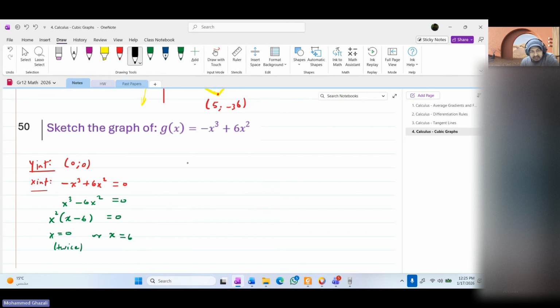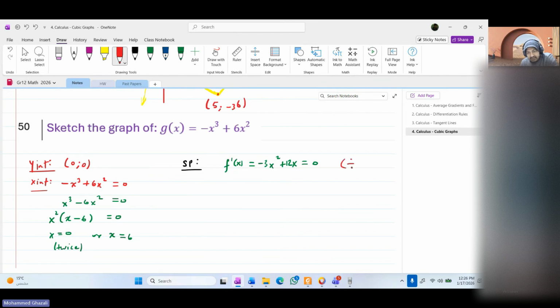Now we're finding the derivative, stationary points, right? What is stationary points? F prime x. And we need to make that equal to 0. So what's the f prime x? Minus 3x squared. How did we get that? Take away 1 from the 3, times negative 1 is negative 3. Take away 1 from the power. 2 times 6 is 12. So plus 12. Take away 1 from the power. So plus 12x.